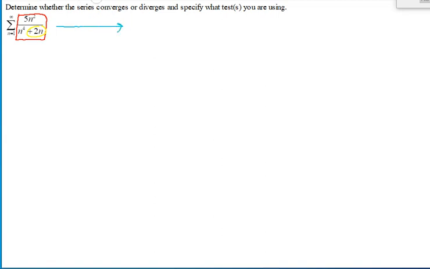Let's compare it to the series from n equals 1 to infinity of 5n squared over n to the fourth. And then you can simplify this. Notice, just like with integrals, you can pull the constant coefficient on the outside. And then this simplifies inside there to just be 1 over n squared.